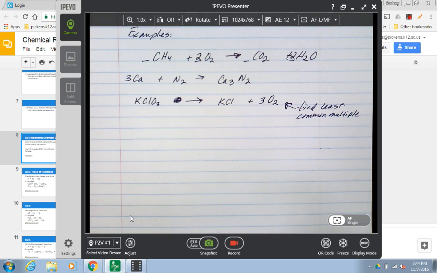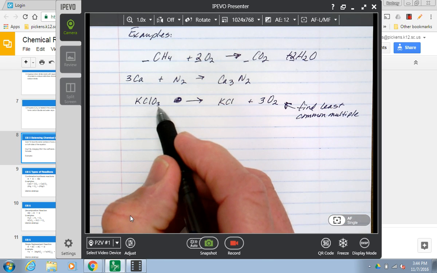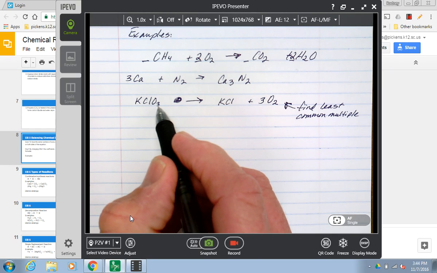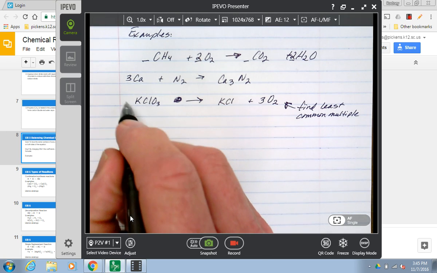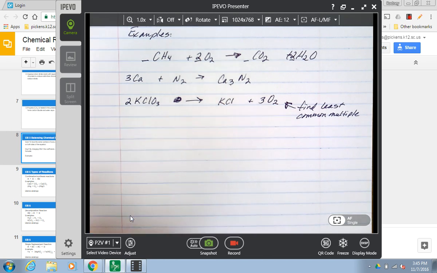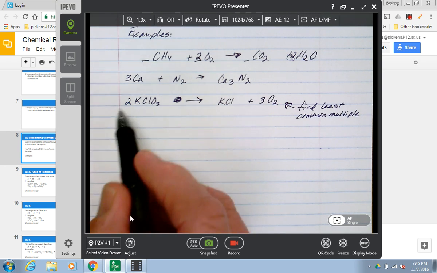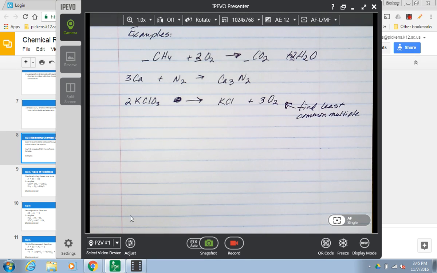3 times 2 is 6 oxygens. Now, what do we multiply 3 by to get 6? Well, of course, it's 2. Now, I can't place the 2 in the middle here. I can't break the formula up. The coefficients have to go in front of the formula. So the only place I can put it is right here in front of the formula. So 2 times 3 is 6, no problem.